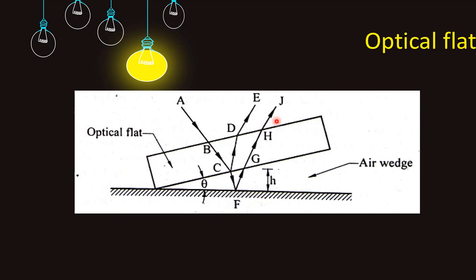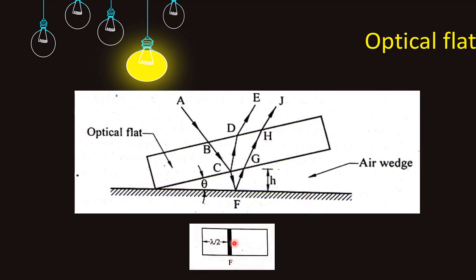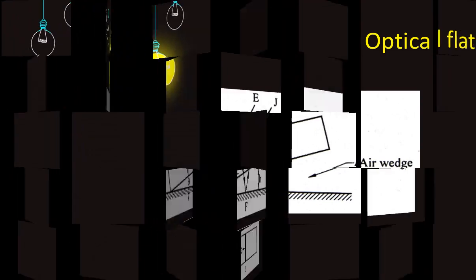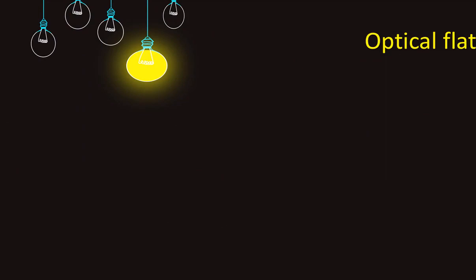So at all the points where the air gap is present, due to the difference in the path traveled by the rays, there will be darkness observed at lambda by 2 distance as shown in the figure. So we can say that due to the air gap present at point F, we can observe here the darkness, or a dark strip, at lambda by 2 distance.